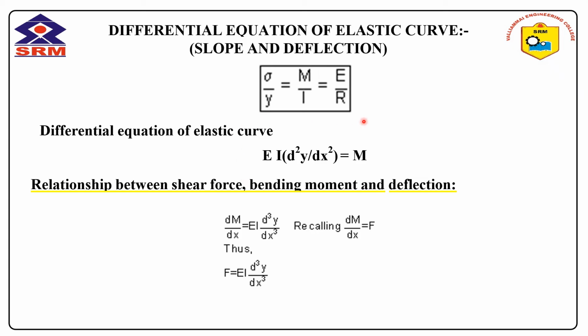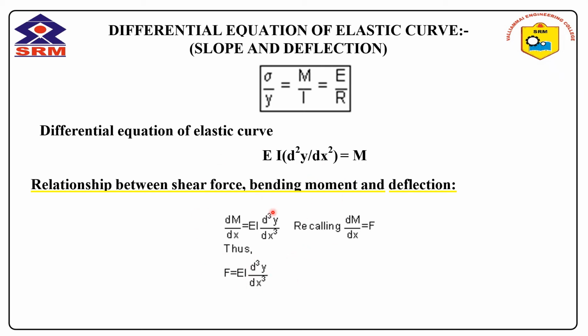This is the basic equation we are going to utilize for all the computation. So M equal to EI into d squared y by dx squared is the basic differential equation. From this equation we can derive the relationship between shear force, bending moment and the deflection. Once you differentiate this basic equation, we will get dM by dx equal to EI into d cube y by dx cube. That is the shear force. dM by dx equal to shear force. So shear force will be equal to EI into d cube y by dx cube.